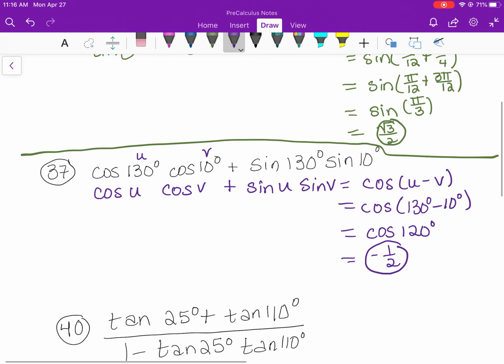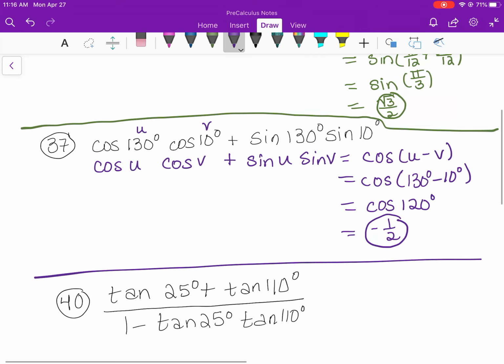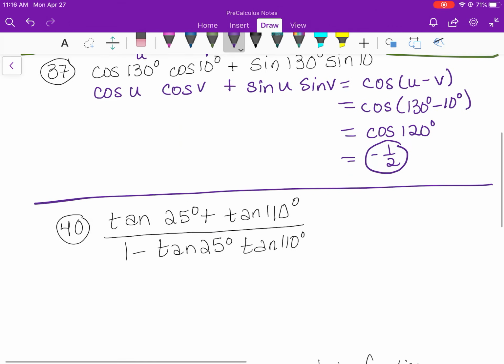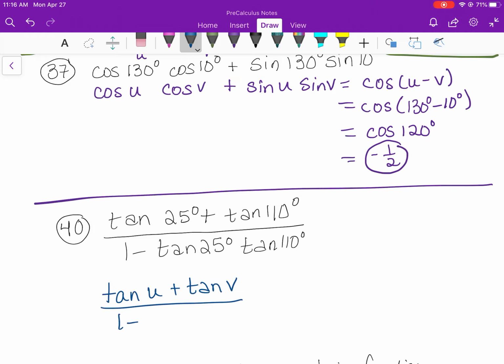And we'll try one with tangent. So again, if I allow 25 degrees to be u and 110 degrees to be v, this matches with the tangent of u plus the tangent of v over 1 minus the tangent of u, tangent of v, which is going to be the tangent of u plus v.